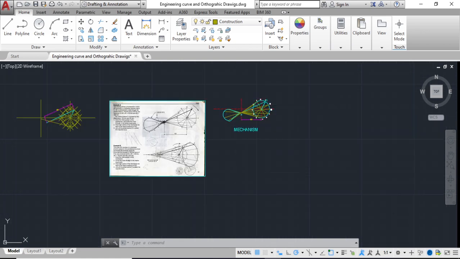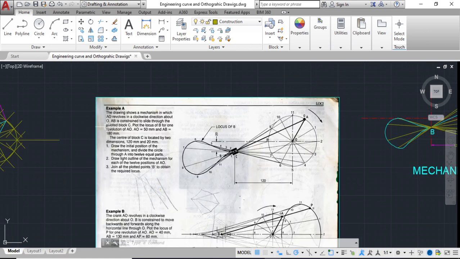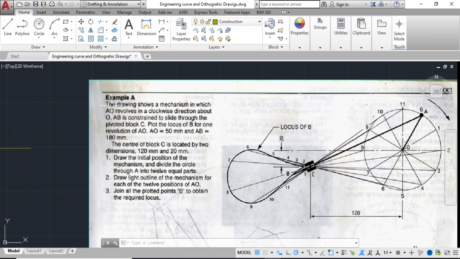Now, what we do with this is we read first. So it says here, the drawing shows a mechanism in which OA revolves in a clockwise direction about O. So OA, which is this line here, rotates in a clockwise direction around this center, which is O. AB is constrained to slide through the pivot block C.